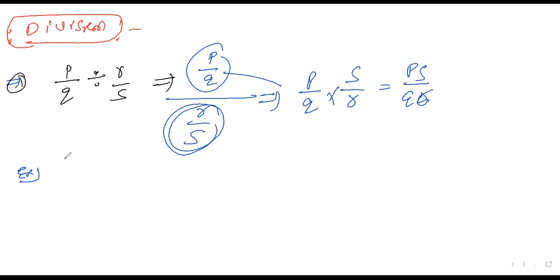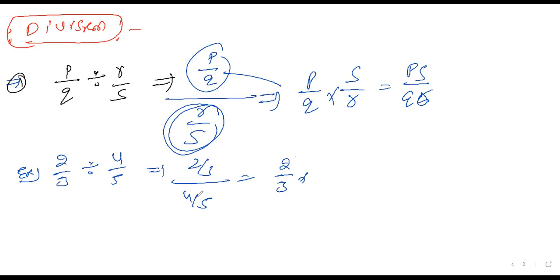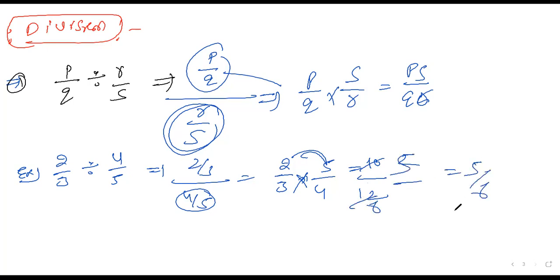Example, I will take 2 by 3 divided by 4 by 5. Just write 2 by 3 as it is, and write the reverse of 4 by 5, which becomes 5 by 4. Then start multiplication. 2 fives are 10, 3 fours are 12. Then 2 fives are 10, 2 sixes are 12. The answer is 5 by 6. So like this, you need to simplify the things.